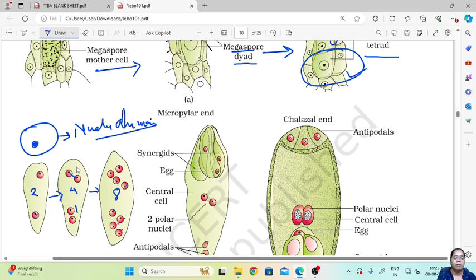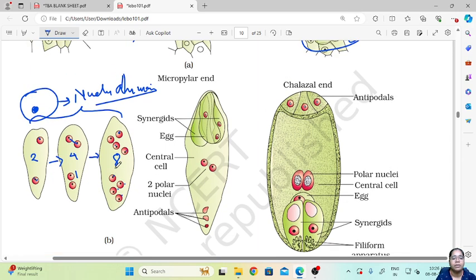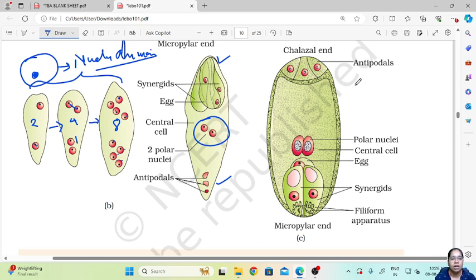So here at this stage the nuclear division will take place. Then 3 cells from this part will move to this point, and 3 cells will move to this point, and 2 will remain in the center. Then wall formation will take place. That is, wall formation around the 3 nuclei will take place, and what you will get is a mature embryo sac with the following compartments.